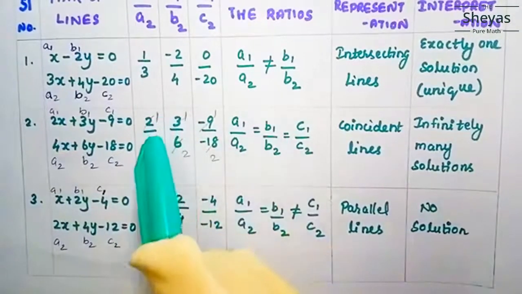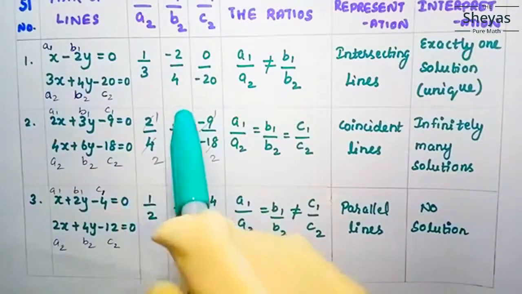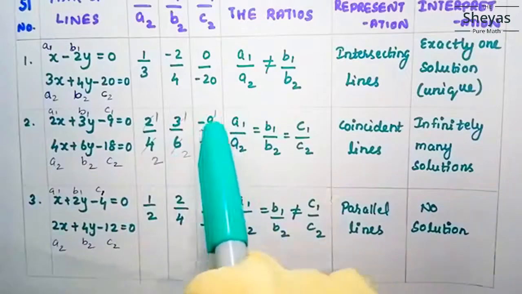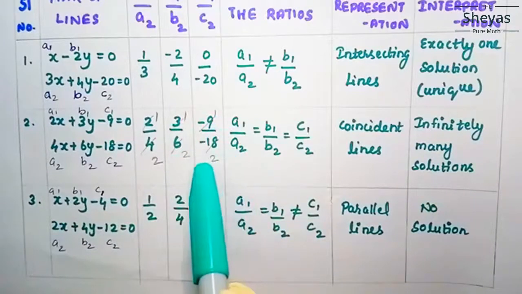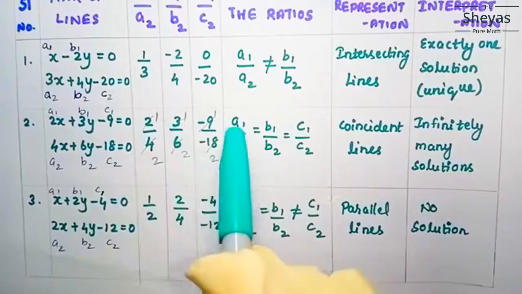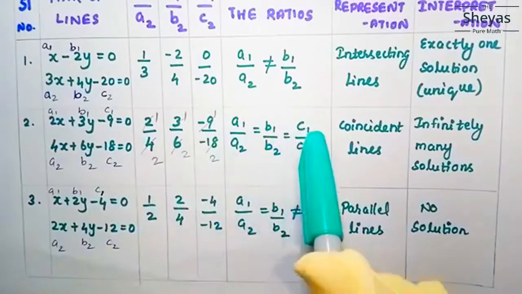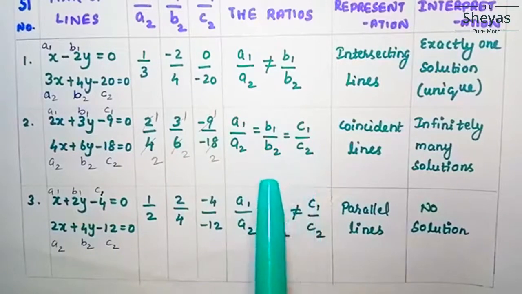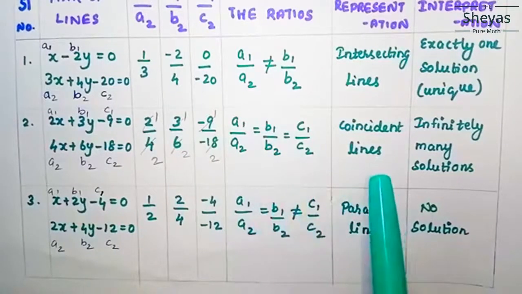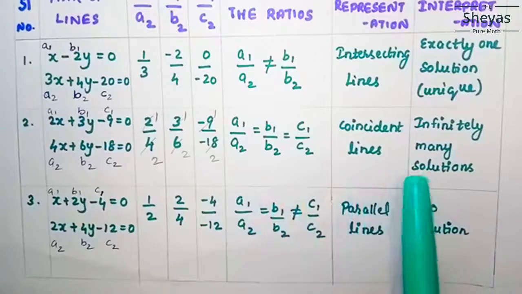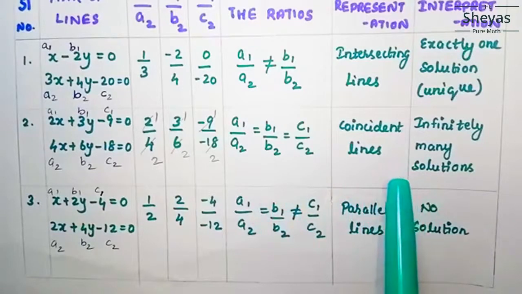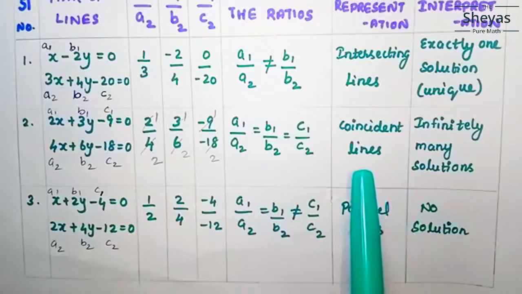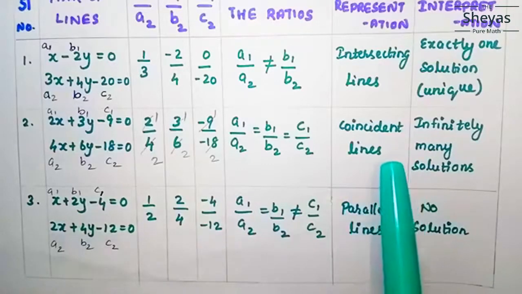So when you cancel it, you will be getting 1 by 2, and 3 by 6, again the answer for this is 1 by 2, and minus 9 by minus 18, for this also you will be getting 1 by 2. So these ratios are equal. a1 by a2 is equal to b1 by b2 and c1 by c2. All these are equal. So if the condition occurs like this, then the graphical representation will be coincident lines. The first line lies on the second line, or else how can you say, the second line lies on the first line.